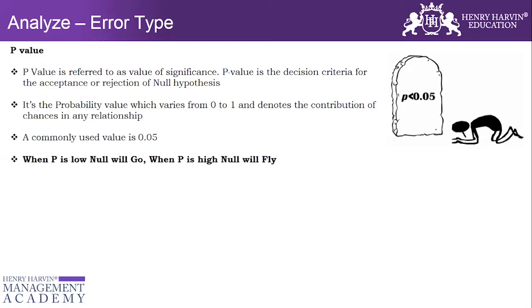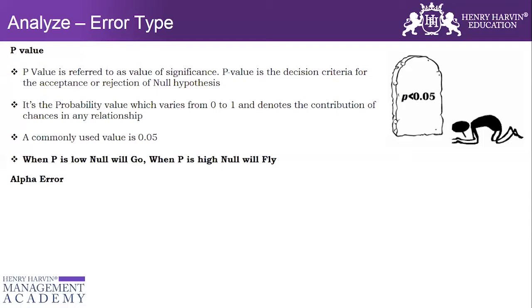There is an analogy, or a memory jogger, that we use to understand. When p is low, null will go. When p is high, null will fly. That's how you'll be able to remember. So when p is low, which means when the p-value is less than 0.05, null will go, which means we will reject the null hypothesis and accept the alternate. When p is high, which means the p-value is greater than 0.05, null will fly, which means we would accept the null hypothesis, and it's not significant.